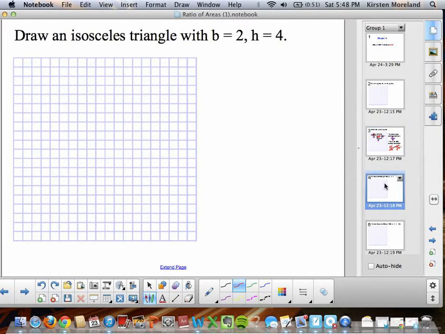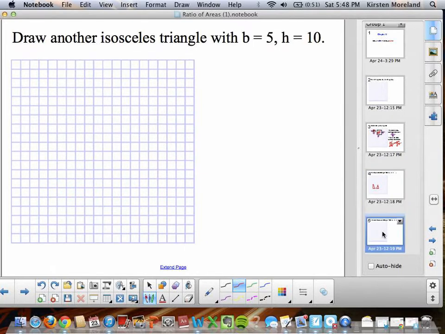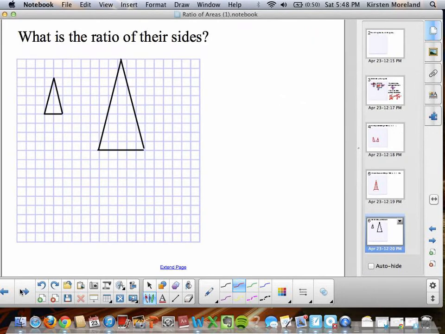So you want to draw a triangle with a base of 2 and a height of 4. Mine's not going to be pretty, but there's an example. Yours could also look like this. And then I also want you to draw on your graph paper a base of 5 and a height of 10. Yours is going to be much better. Luckily I already have two nice pictures on the next screen.